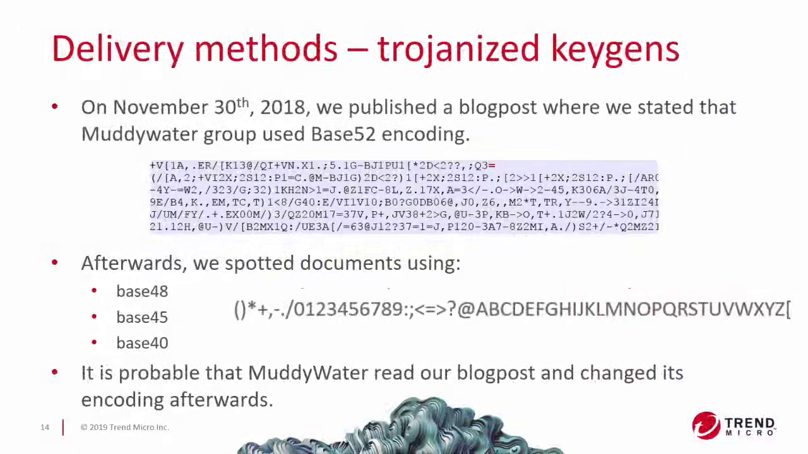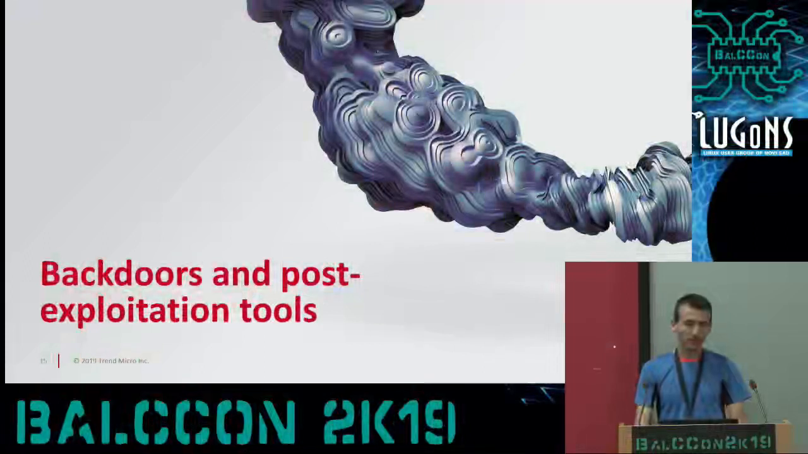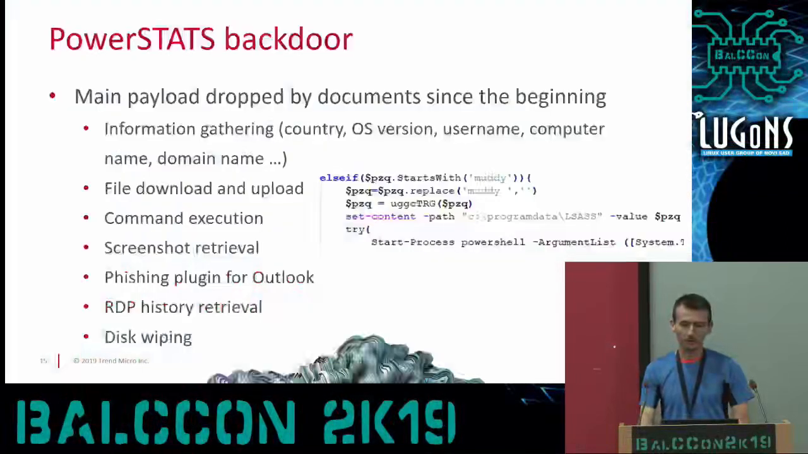We mentioned this in one blog post almost 1 year ago, and after that we noticed that they changed it a little bit. We have noticed some instances where this alphabet was shorter, like base 45, base 48, base 40. So it seems that this threat actor is reading. They're looking online at who publishes what among them, and they just change their malware based on this or make some changes. So now let's talk about these backdoors and post-exploitation tools.